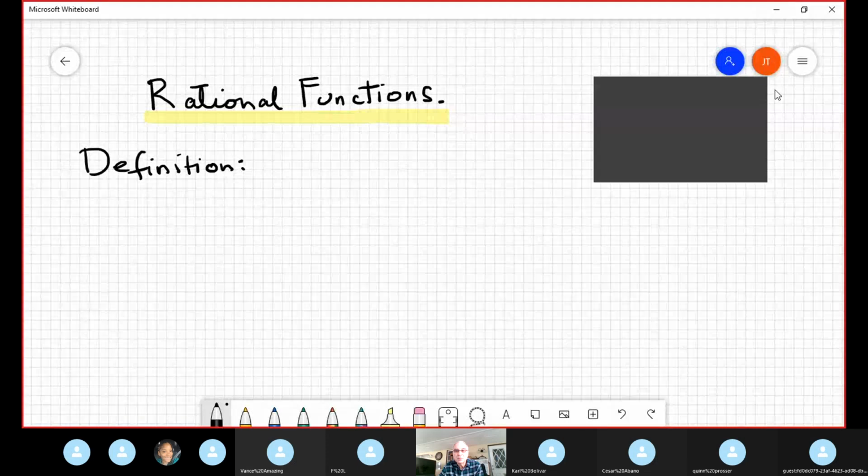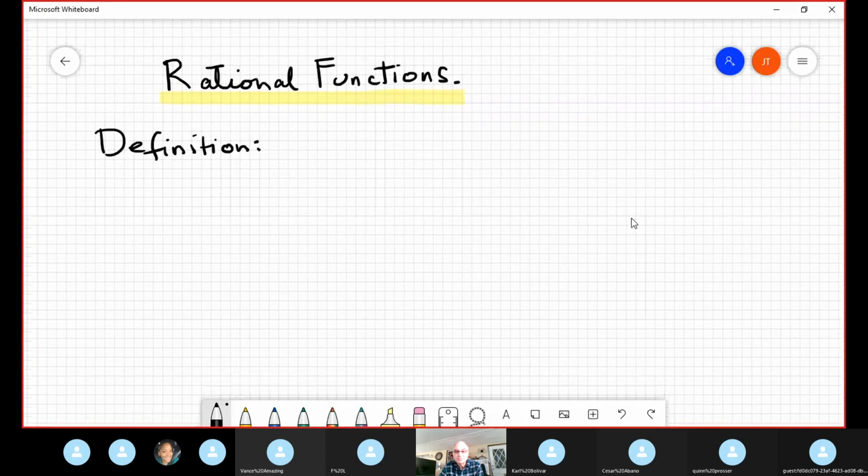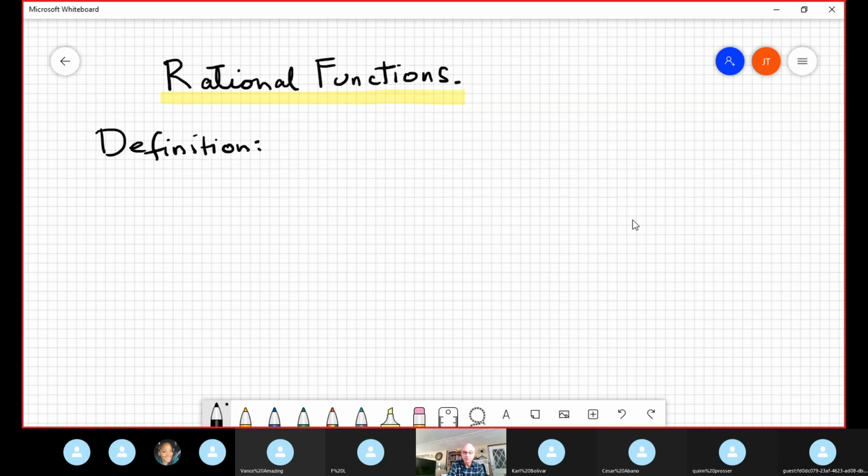Let me ask a question. Do you see the whiteboard now? Or no? Do you see the whiteboard? Yes, okay. Jasmine, let's wait 2 minutes to start. This is the topic we start today. Rational functions.